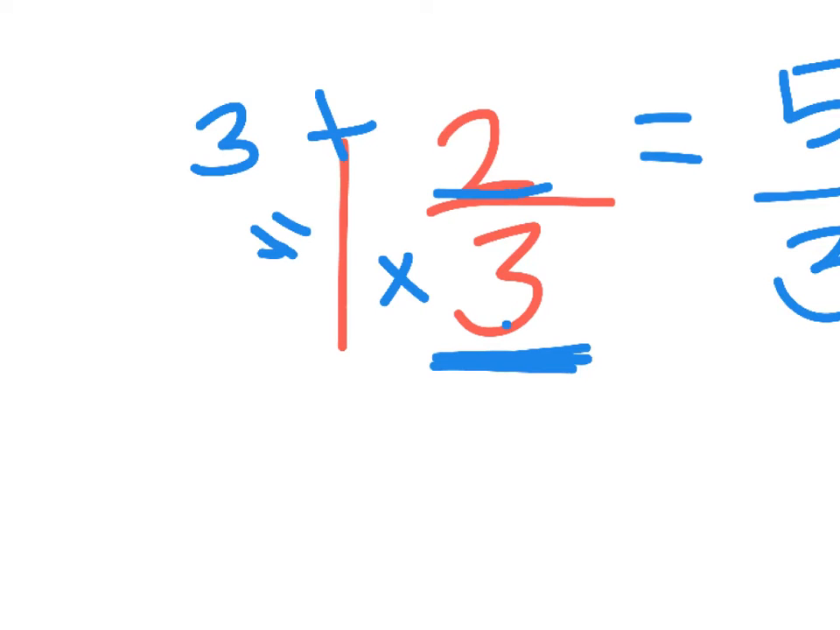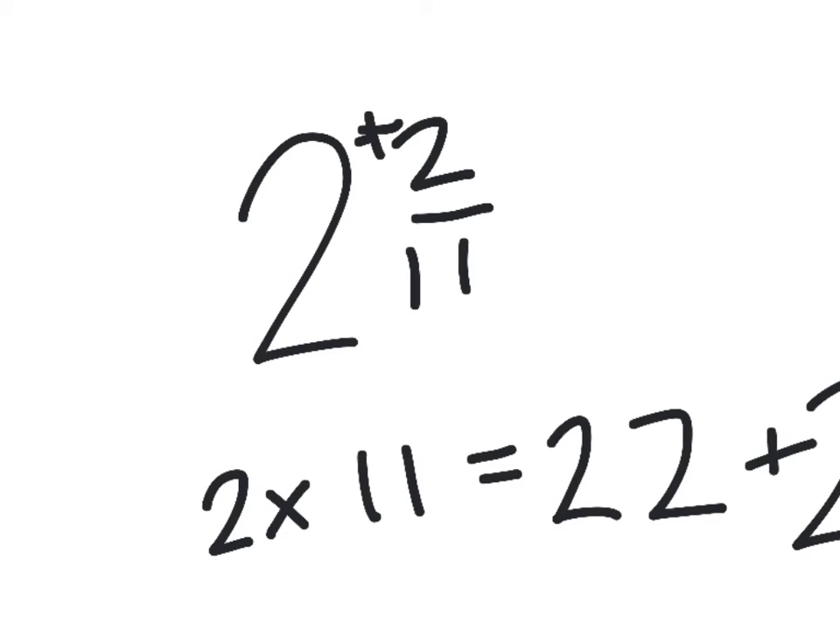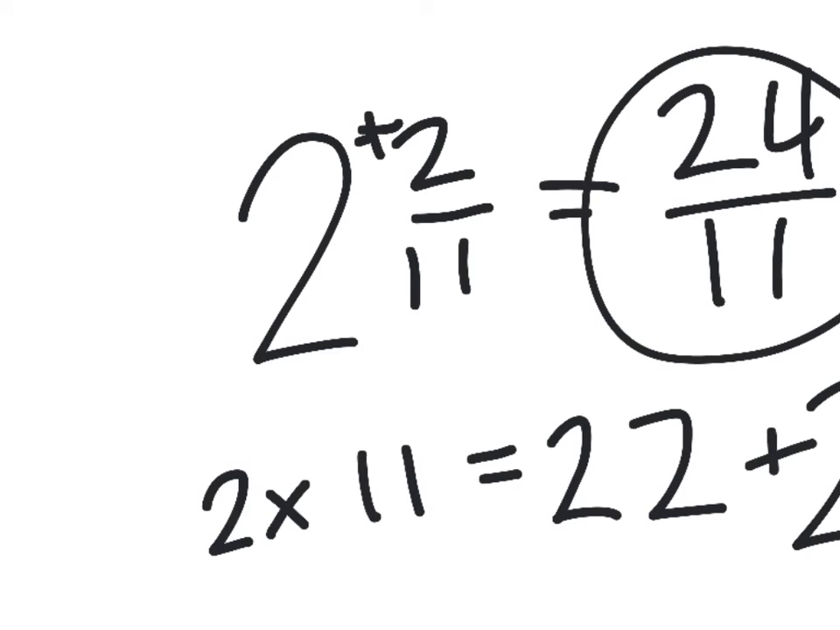Okay, let's do one more. I'm going to do 2 and 2/11. So my first thing I'm going to do is times 11, and that's going to get me 22. And now I'm going to add my 22 with 2. So 22 plus 2 is going to equal 24 as my answer. So I'm going to have 24/11 as my improper fraction.